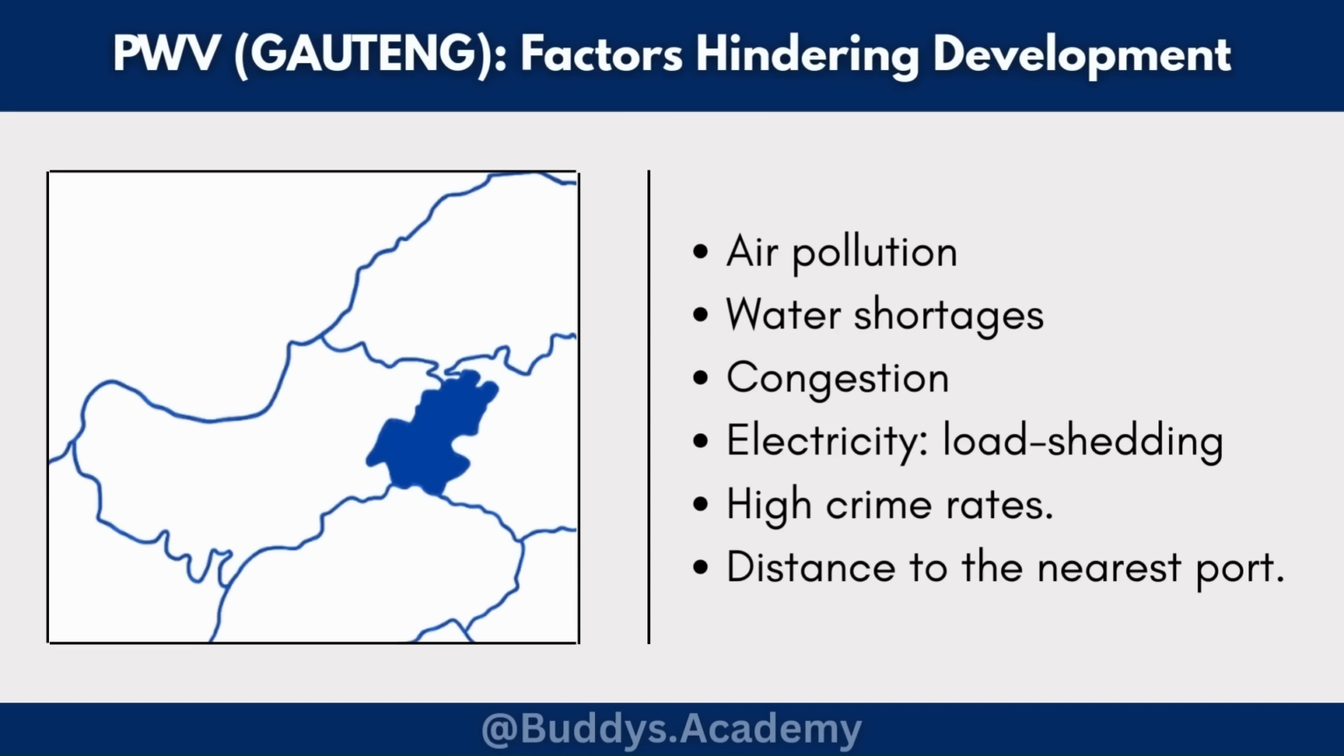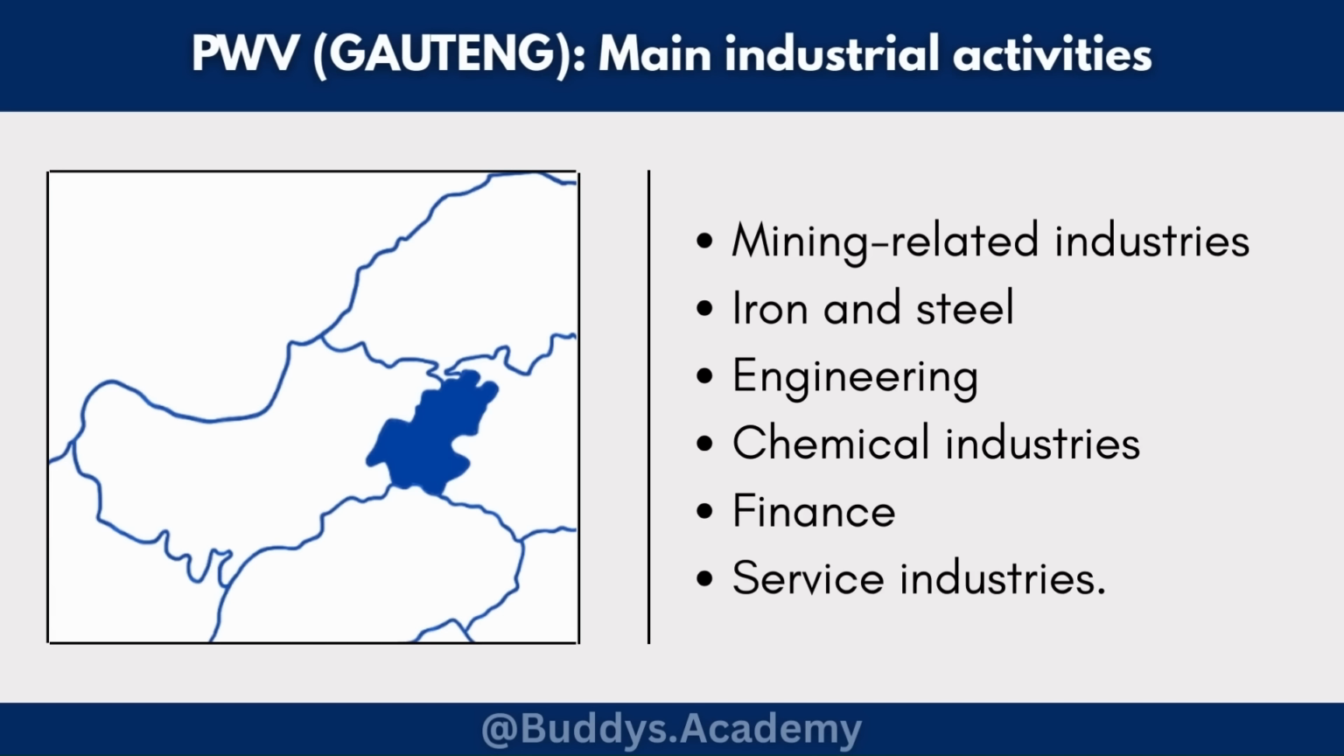Now when we're looking at the factors that are going to hinder development, first is going to be air pollution, right? Secondly, it's going to be water shortages. Thirdly, it's going to be congestion. The fourth factor will be electricity, which is your load shedding. Fifth will be your high crime rates. And sixth is going to be your distance to the nearest port. Remember, the nearest port is going to be your Durban port. The main industrial activities that are going to take place within your PWV region would be mining related industries, iron and steel, engineering, chemical industries, finance and your service industries.